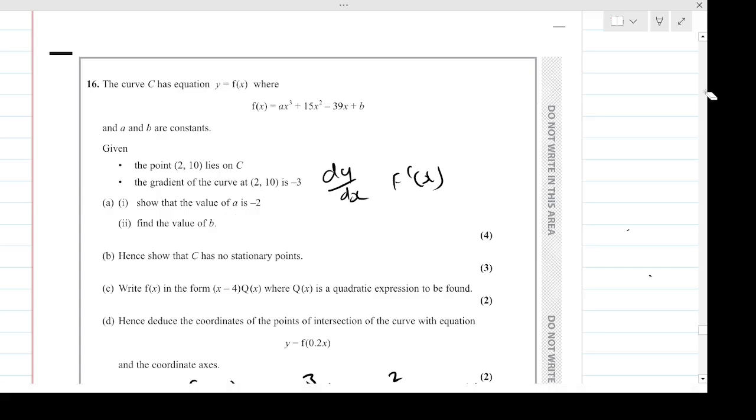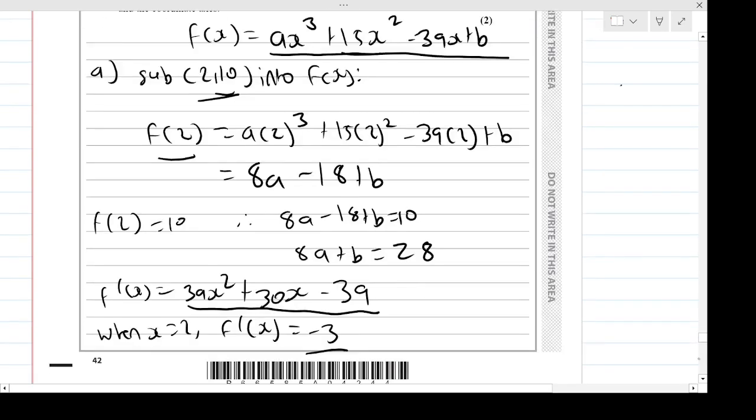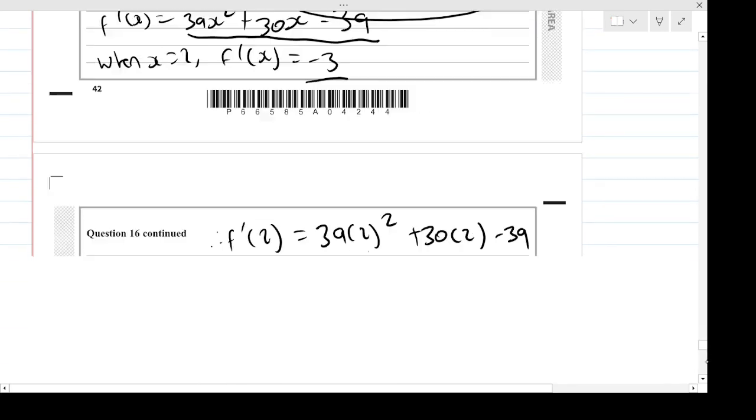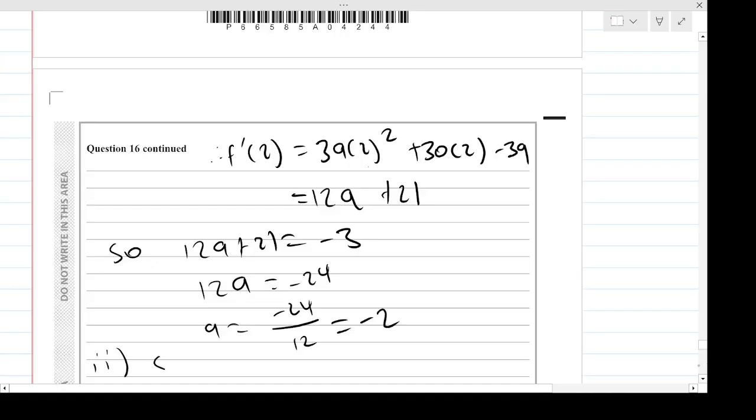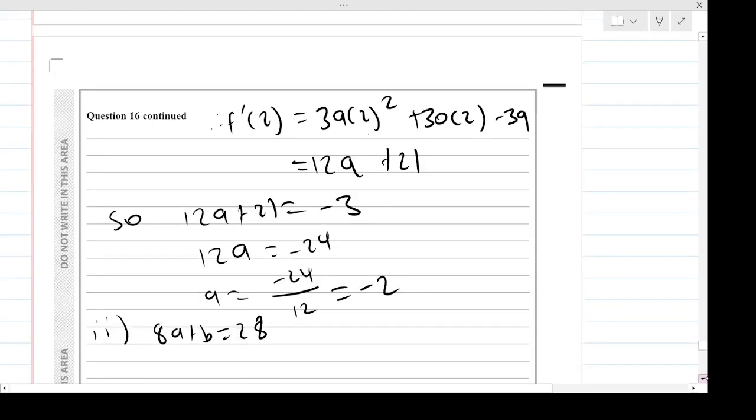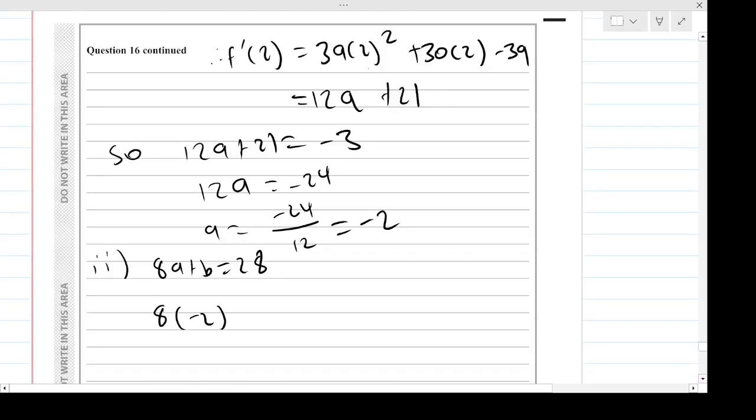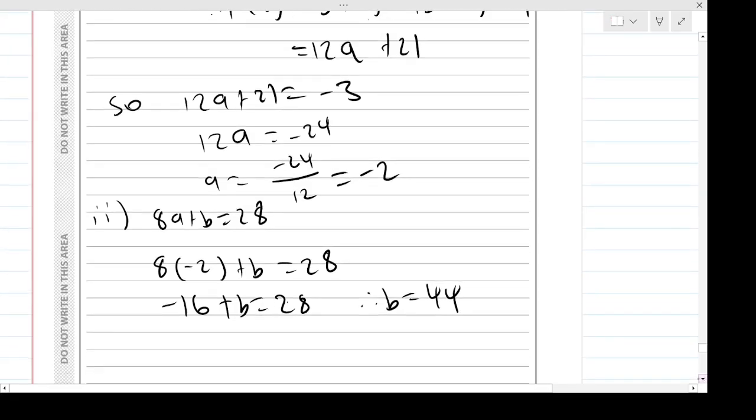Okay, then it says find the value of b. Well, we've already got an equation here, 8a plus b is 28. So I can use that to solve for b. I know what a is, so 8 lots of minus 2 add b equals 28. That's minus 16 add b is 28. So therefore b, if I add 16, I will get 44. So there we are, a is minus 2 and b is 44. Cool.